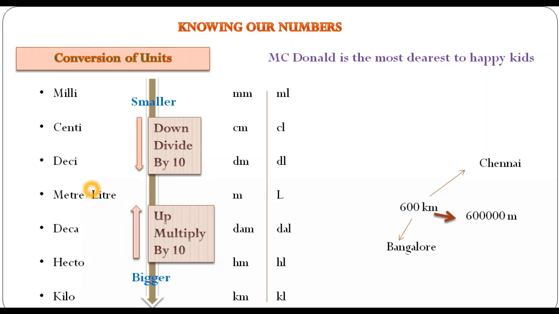Simple. Similarly, if you are converting from a bigger unit to a smaller unit, that is if you are moving up, you need to multiply. Multiply by what? Multiply by 10, 100, 1000. Again, the number of zeros will be decided by the number of jumps that you make.